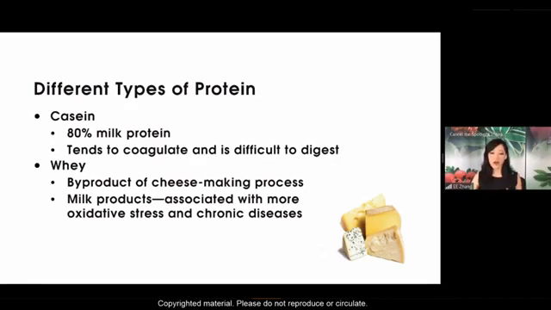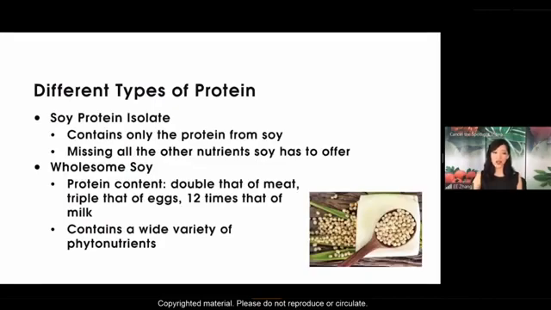And a lot of milk products are associated with more oxidative stress, which can contribute to chronic diseases like heart disease. Soy protein isolate is protein that's taken from soy, but it's isolated and they only take the protein. So it's missing all of the other nutrients that soy has to offer.